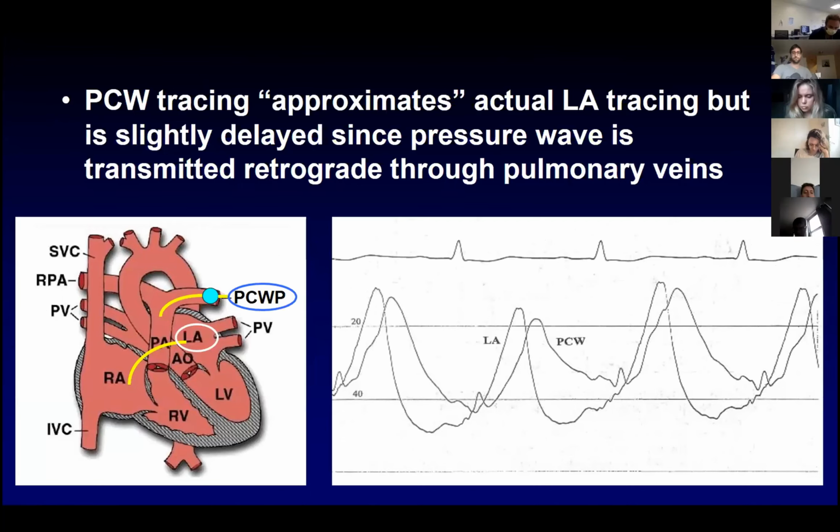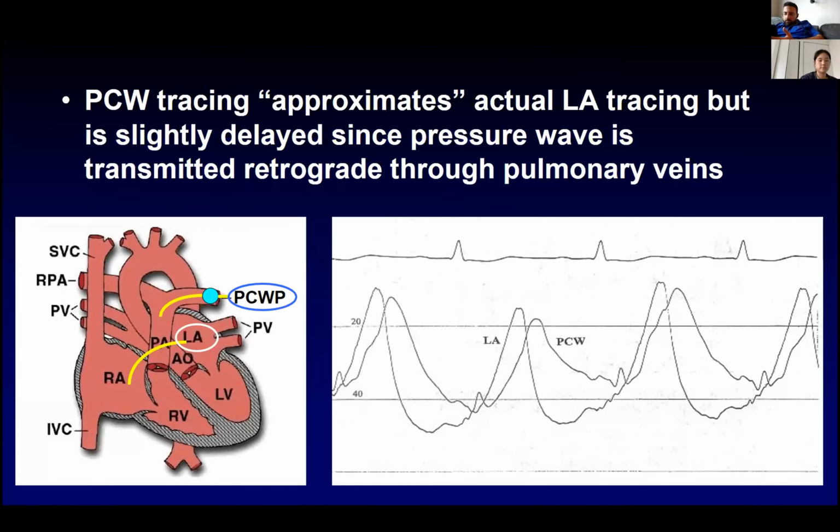So, when we're measuring a pulmonary capillary wedge pressure, there's a couple of things that we're trying to see. We're using this as a surrogate for the left atrial pressure or the left ventricular end diastolic pressure. When the mitral valve is closed, that means in systole, the pulmonary capillary wedge pressure represents left atrial pressure. But when the mitral valve is open, the pulmonary capillary wedge pressure represents the left ventricular end diastolic pressure.